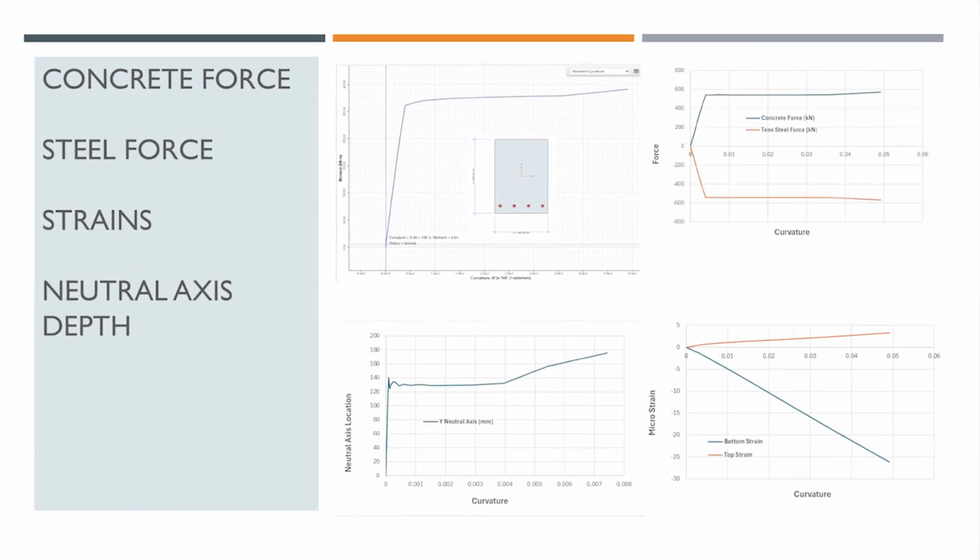This is for another section, just a beam. The previous one was for a column. This is for a beam, so we can get these variations. And you have many interesting observations here. Here, concrete force and steel force are equal.